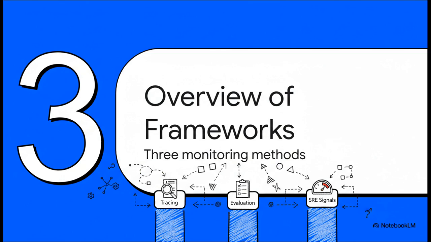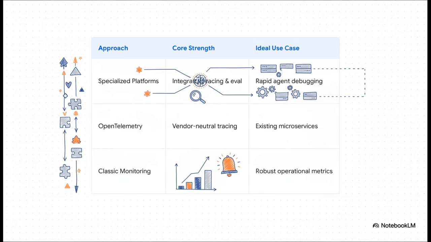So, we've got our three pillars: tracing, evaluation, and SRE signals. But how do you actually do it? Turns out there are three main ways you can go about it, each with its own pros and cons. Now, looking at this, the most important thing is picking the right tool for the job, right? You've got these specialized platforms like LangSmith and Langfuse that are purpose-built for AI. Then there's OpenTelemetry if you need to plug into a bigger microservices world. And of course, your classic monitoring tools are still essential for those long-term operational metrics. For the rest of this explainer, we're really going to zoom in on those specialized platforms, because that's where a lot of the magic is happening for agents right now.